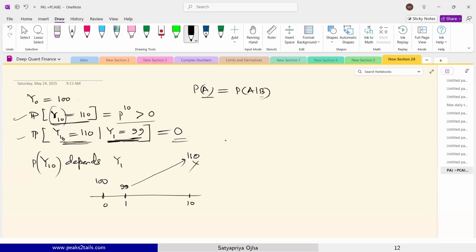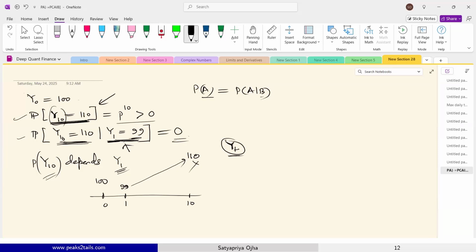So what I'm trying to say, I'm modeling the same event, right? Probability of Y10 equal to 110, one in unconditional manner, one in conditional manner, and I'm seeing that they are different. If they are different, that means Y10 depends on Y1. So the same stochastic process, Yt is the stochastic process, and it is dependent on past values. The probability of Yt depends on a past value. So they are dependent. It is not independent.